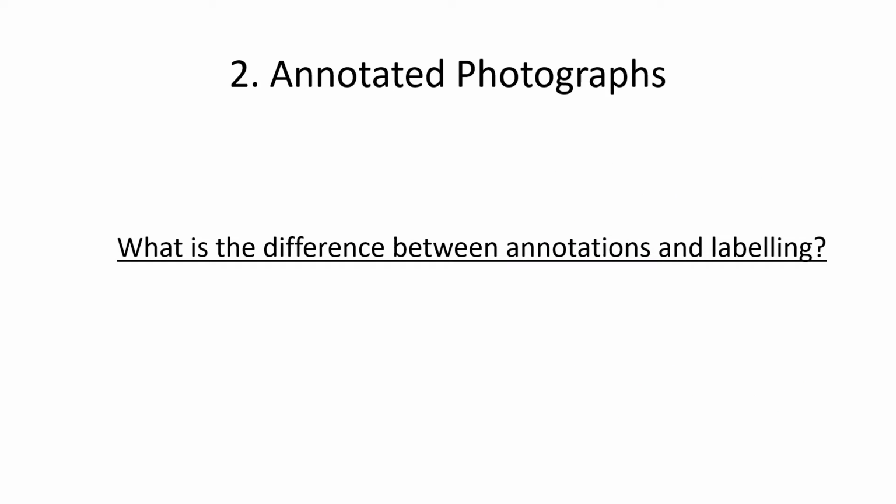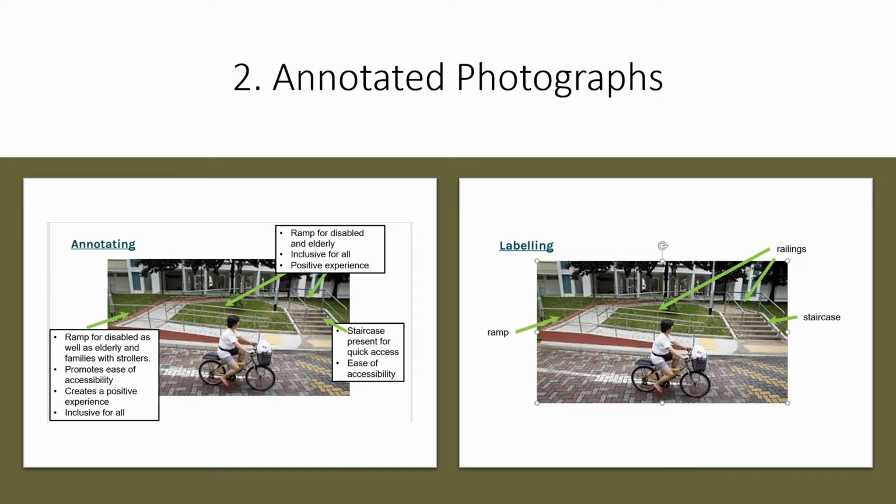So, what is the difference between annotations and labeling? This is an example of how an annotated and labeled photograph looks like. As you can see from the photograph, labeling will be the naming of features that are relevant to the researcher, while annotation refers to the naming of features with the addition of a short description on how it is relevant to the investigation or the variable they are studying.